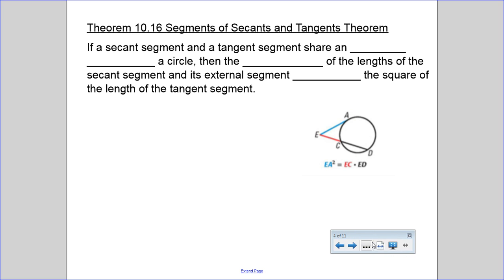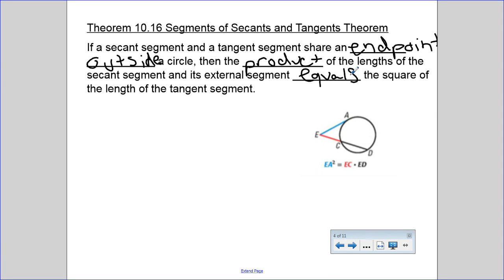Theorem 10.16, the segments of secants and tangents theorem. Say that three times fast. If a secant segment and a tangent segment share an endpoint outside a circle, then the product of the lengths of the secant segment and its external segment equals the square of the length of the tangent segment.